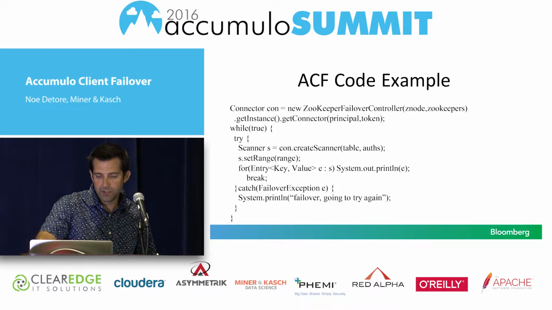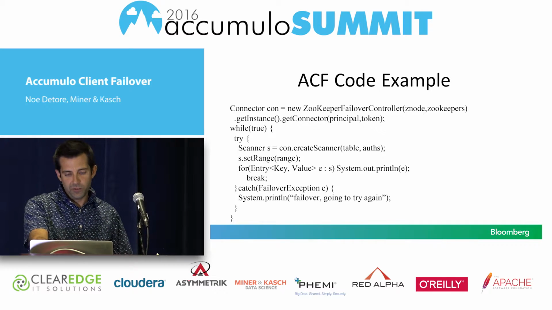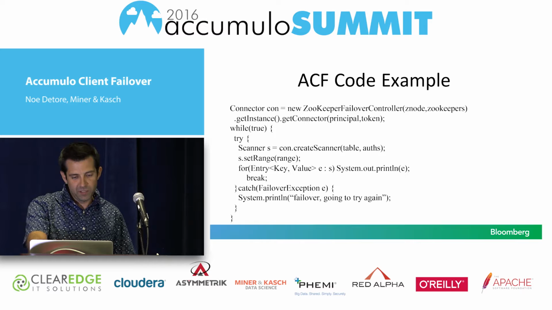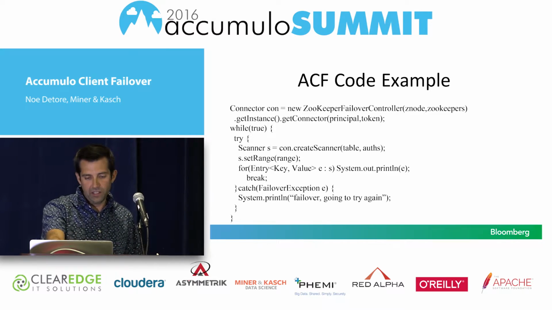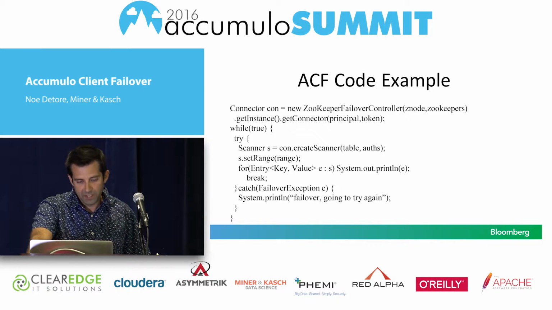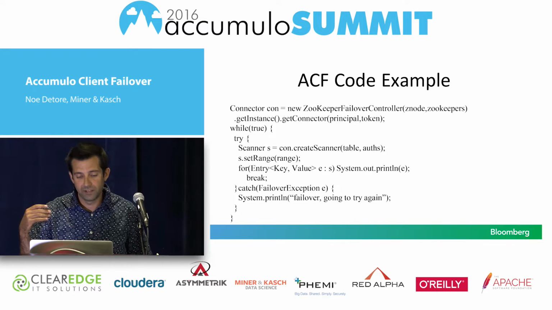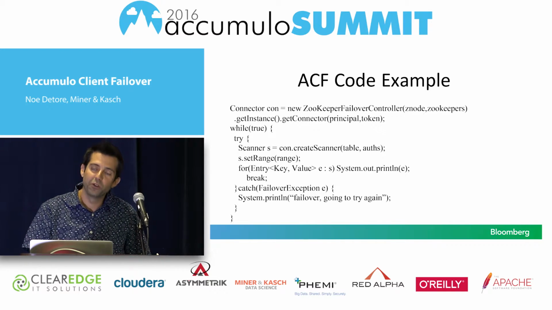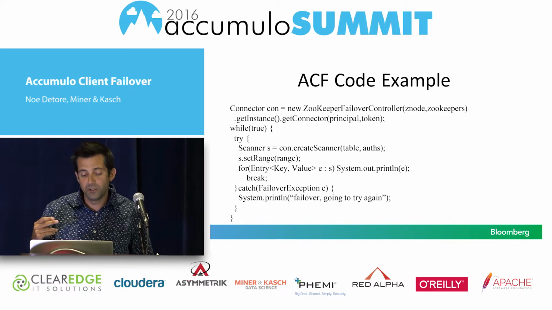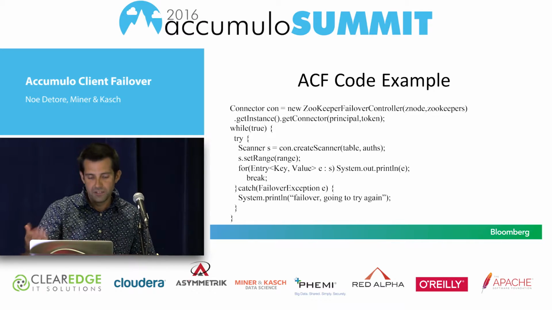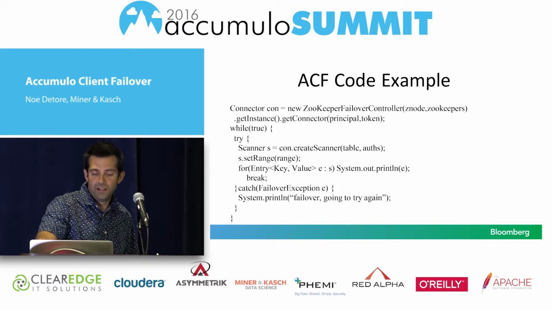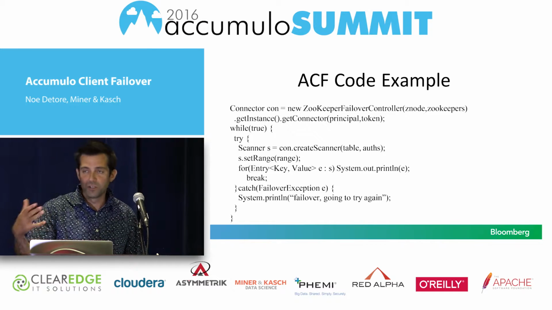So here's a little code example. We have the Zookeeper failover connector, with the znode. It looks pretty similar to what you should see as far as getting a connector. If you skip past the while loop for a moment, inside the while we have a scanner, created and then set range. That's just boilerplate, this is how you use Accumulo. To utilize this API and do the cleanup, we wrap this in a while try-catch, where we catch the exception that's thrown, and then it tries again, gets a scanner, and sets the range. If a failover doesn't happen, the second time around it will just complete.